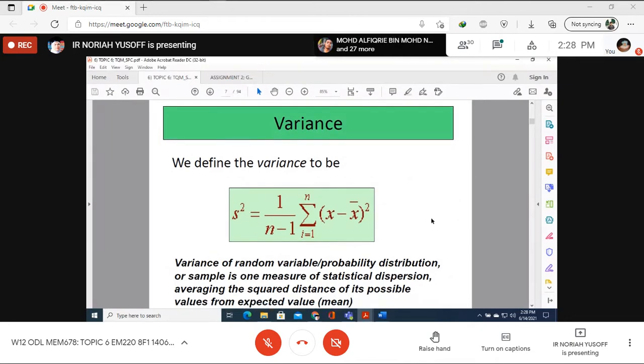Now, how do you calculate the variance? Variance is usually the difference between the standard number against the values that you have collected. So, for example, let's say in your sample, the average value is X bar. Okay, the average value X bar.